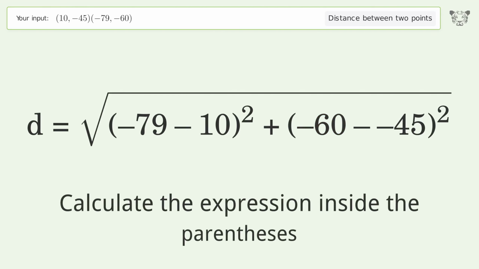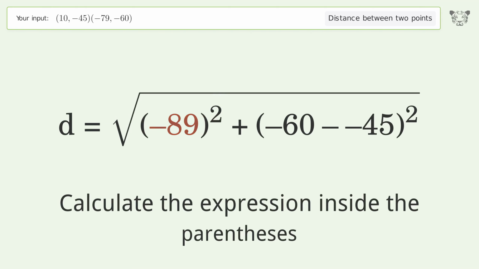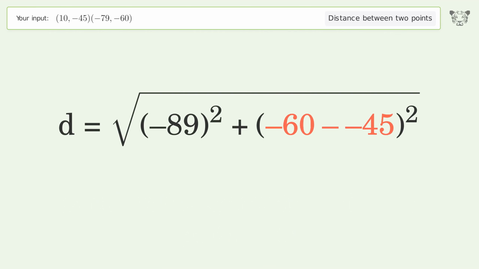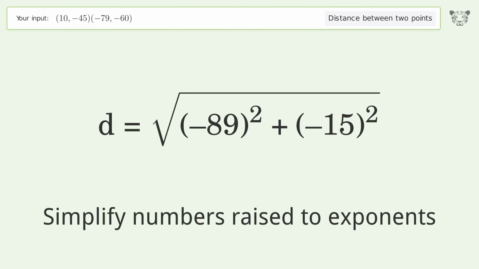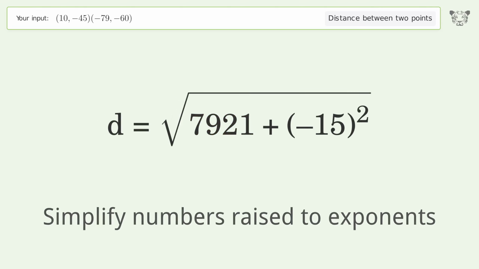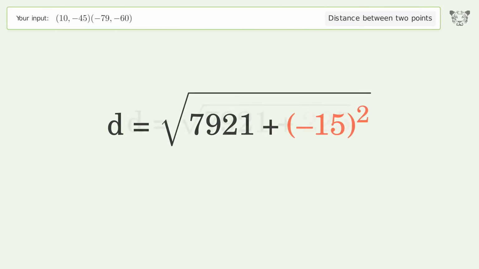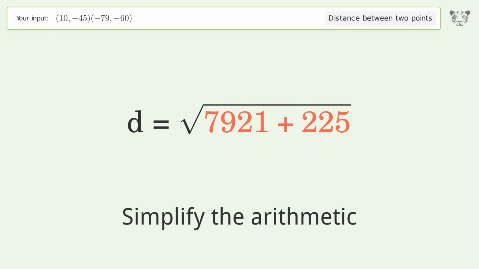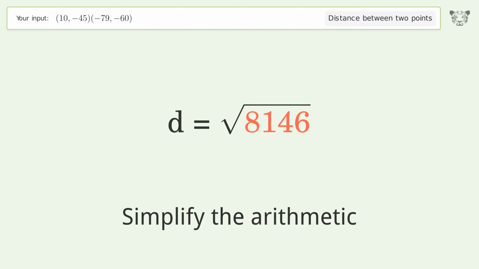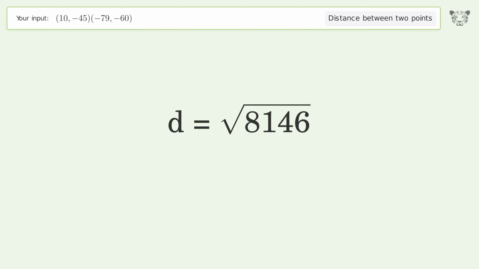Calculate the expression inside the parentheses. Simplify numbers raised to exponents. Simplify the arithmetic. And so the distance between the 2 points is the square root of 8,146, or 90.255.